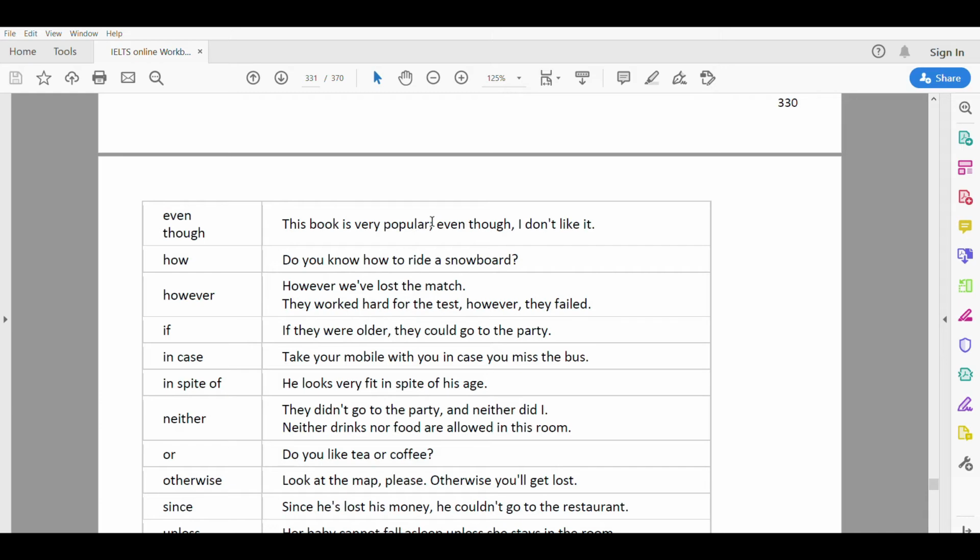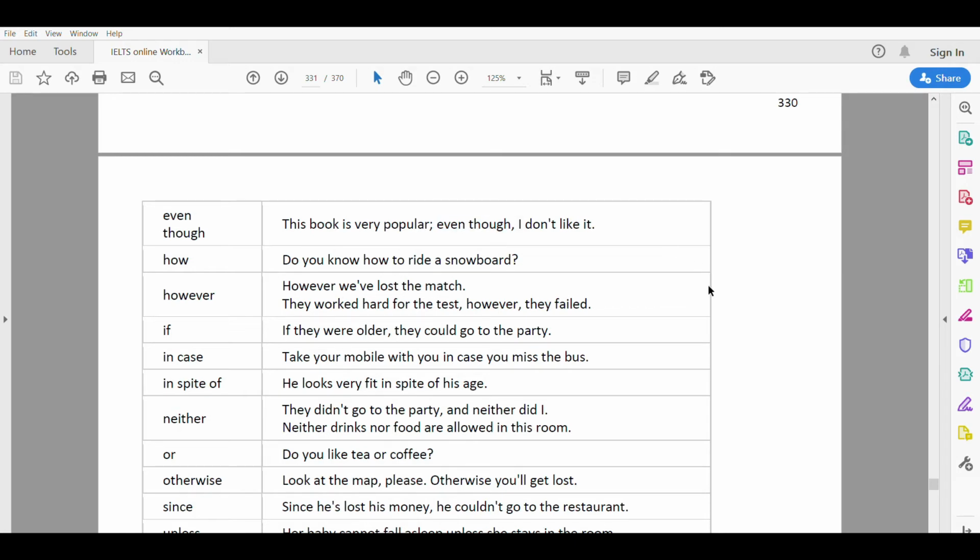Now you can see a semicolon. The reason we have used a semicolon for separating these two sentences is because these two sentences are very different from each other. The first one says this book is very popular. The second one says I don't like it. So we have to emphasize our second sentence, and to emphasize we can use a semicolon and of course the connector in the middle.